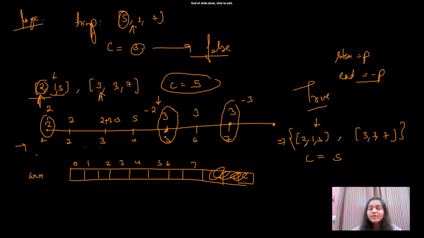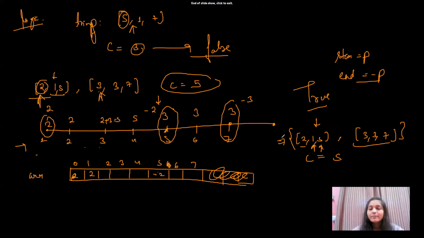So at trip 1, we have 2 passengers. Start is 1, end is 5. So at start, I'll be putting 2 passengers. At the end, I'll be decreasing 2 passengers. So this is 6. It will become minus 2 and this will become 2, because here the passengers will drop off. That is why I'm putting minus 2.